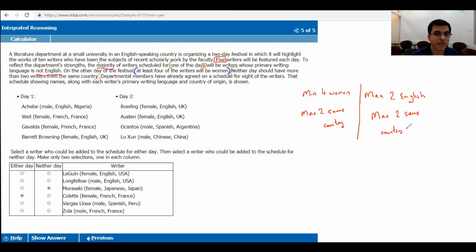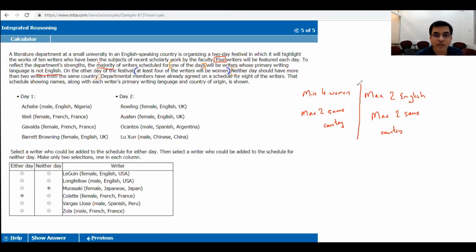So I've just marked out the key conditions out here. Total 5 writers on each day is one of the conditions. This is important. It doesn't say day 1 and day 2. It says one of the days, which means we don't know which of these conditions applies on which days. Which means this condition can be for day 1, this can be for day 2, or vice versa. So on one of the days, we want a majority to be writers whose language is not English, which means out of 5, if you want a majority, you can have max 2 English. That's one of the restrictions we have. On the other day, at least 4 women we want. So these are the two main conditions.